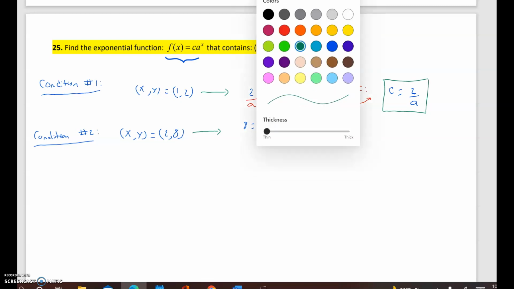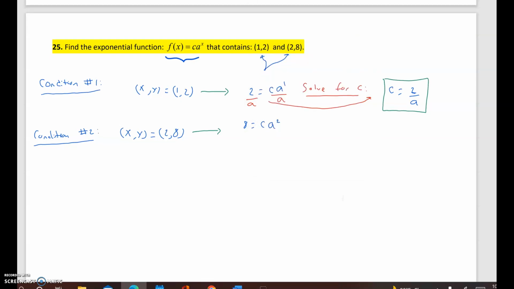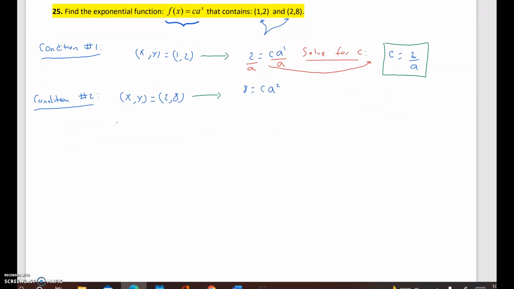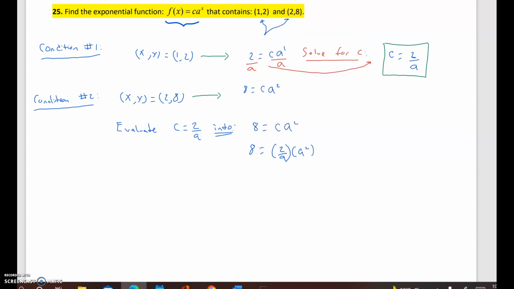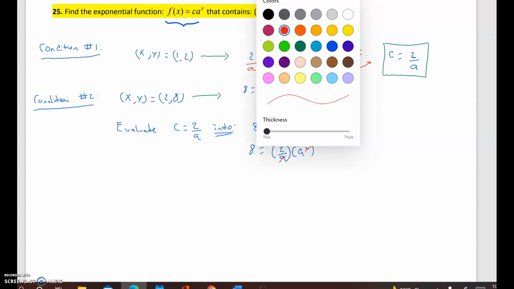Then we're going to use that result and evaluate it with condition number 2. So evaluate c equal to 2 over a into the value of 8. This is equal to c times a to the second, or 8 is equal to 2 over a times a squared. Then your a's are going to cancel. Actually, not all of them, but one of them is going to cancel.